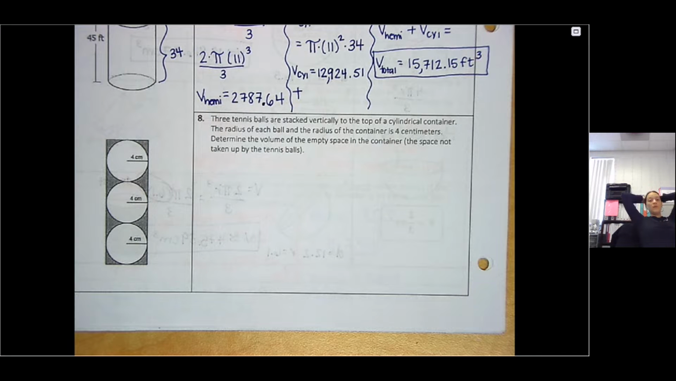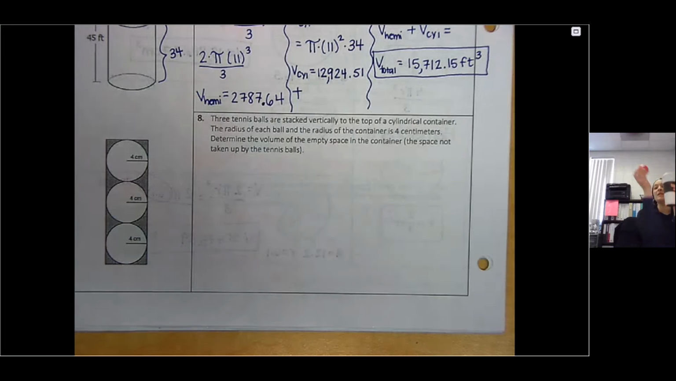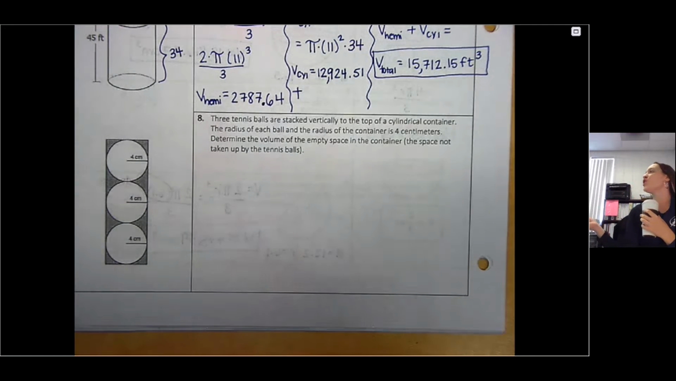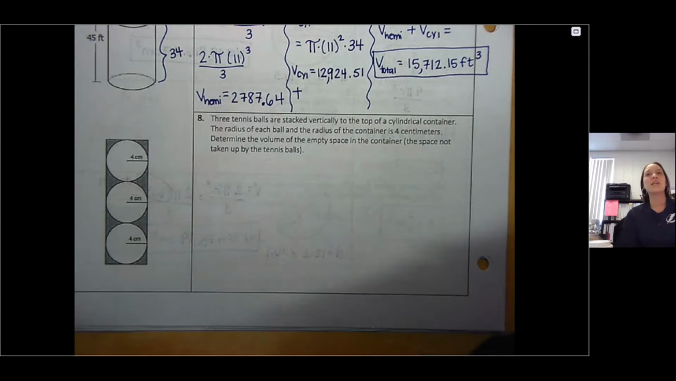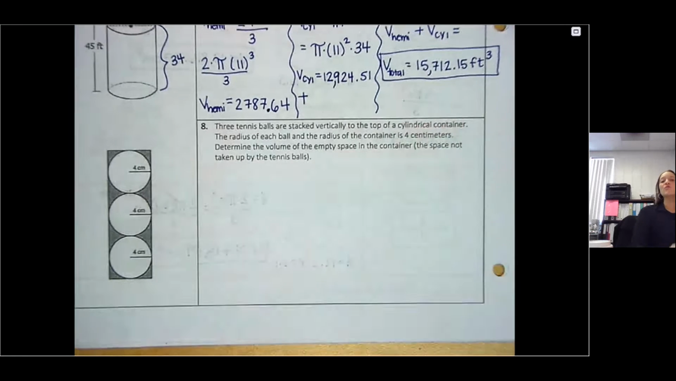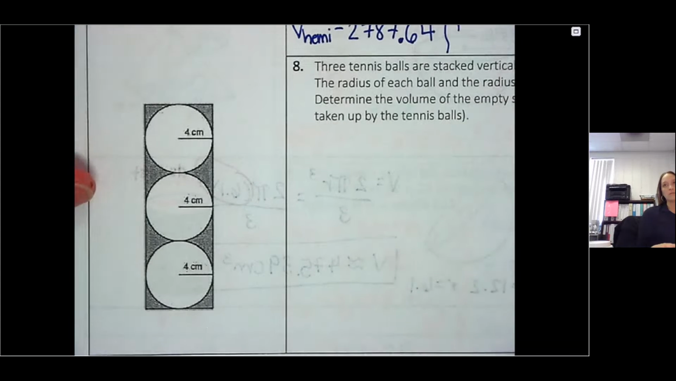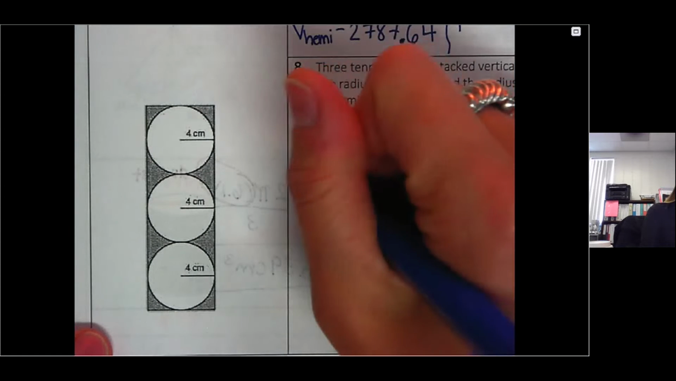Determine the volume of the empty space in the container, the space not taken up by the tennis balls, so that's what's important. I'm stacking 3 spheres into a cylinder, but I don't want to know how much space these are taking up. I want to see what's left over, the unused space. I'm going to have to do some subtraction. Exactly. Now, let's do the sphere first because that one's easy. Let's find the volume of one of the spheres. That's easy peasy.